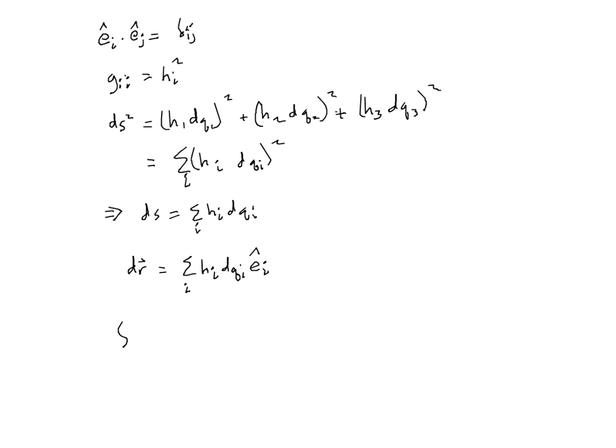And you can do a line integral where you have the integral of an arbitrary vector v dot dr, which is equal to the sum over i of the integral of v_i h_i dq_i. So basically the whole idea here is that the h's relate to the metric, and the h's are going to allow you to define a coordinate system.